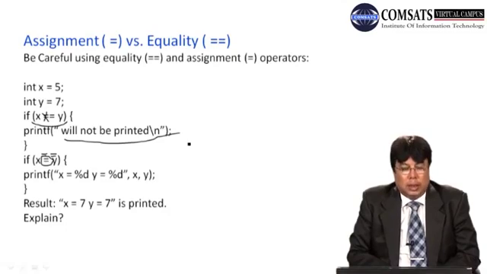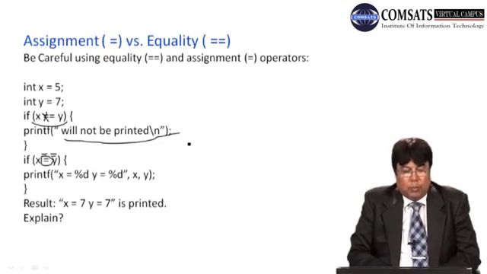So x equal y means a non-zero value is assigned to x, hence it is treated as true, and the control will go inside the structure and it will print the value of x and y. Now x will be printed as 7 and y will be printed as 7.